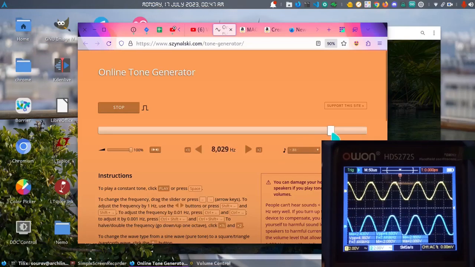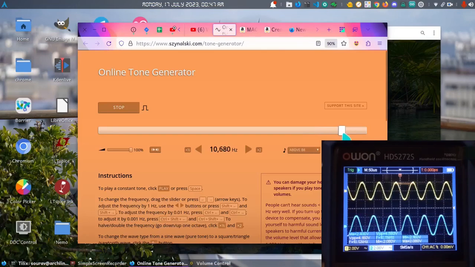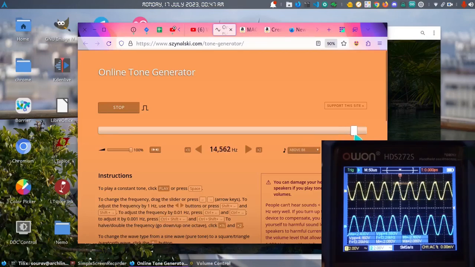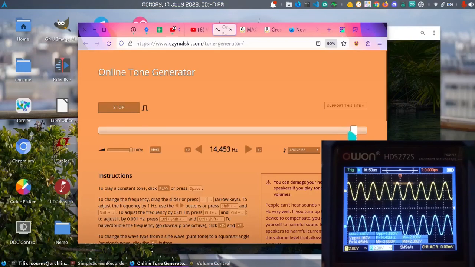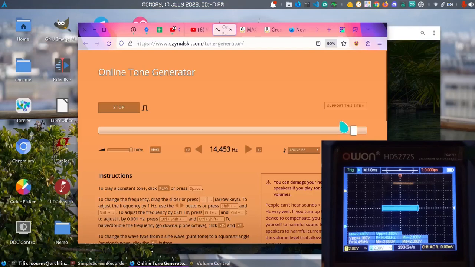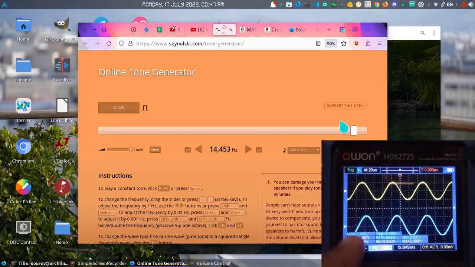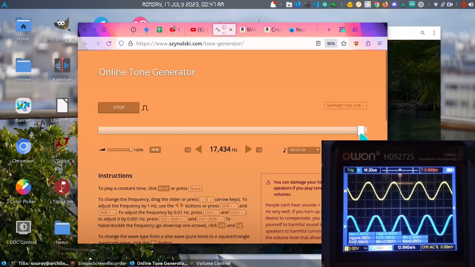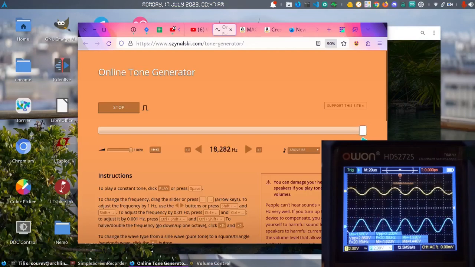And if you keep going up, we are currently at 14,453 hertz. And here you can see that both our sound cards are actually generating sine wave at this point from 6000 hertz. And if we keep going again, now you can see that the amplitude again falls down to something like 1.6 volts for Maono, and for our Soundblaster it is 3.12 volt.